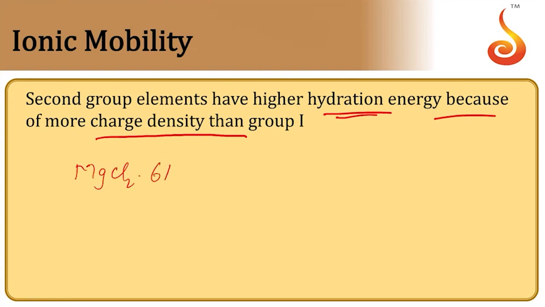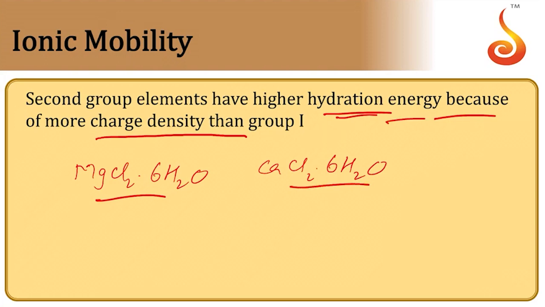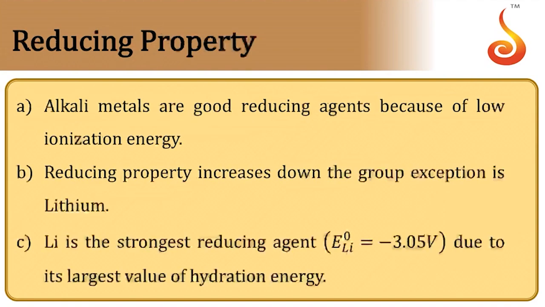That is to say, for example, if you take magnesium chloride, it exists as a hexahydrate. Like, take calcium chloride, it exists as a hexahydrate there. So these salts exist as hydrated salts because of their greater hydration enthalpy values.